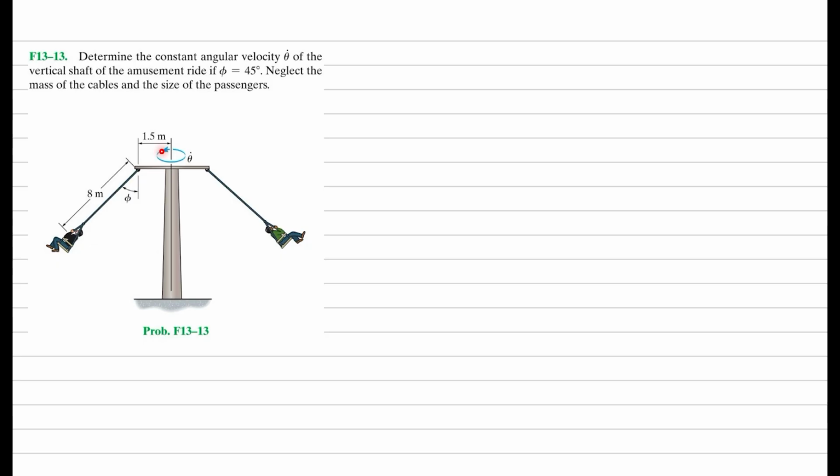So obviously here the shaft is rotating like that, and because of that rotation the passengers are a little bit lifted up like that, and the angle here was given as 45 degrees. All right, so here we would like to try using a cylindrical coordinate system.